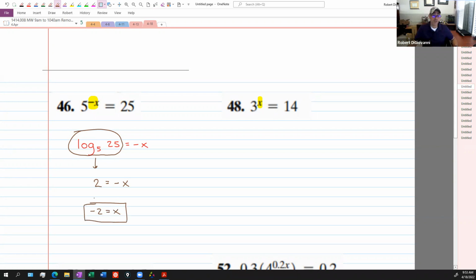Now, I have good news with exponential equations. You do not have to check your answers like you did with logs, because exponential equations don't have the same domain restrictions. But let's just check it real quick. Does -2 work here? If you go 5 raised to the -2, -2 would be +2. So 5 squared is 25. Yes, that's true.